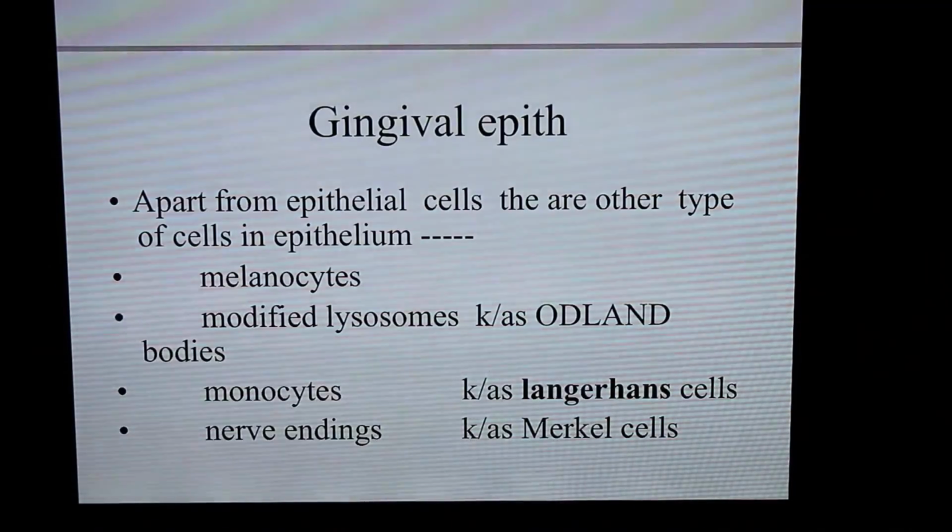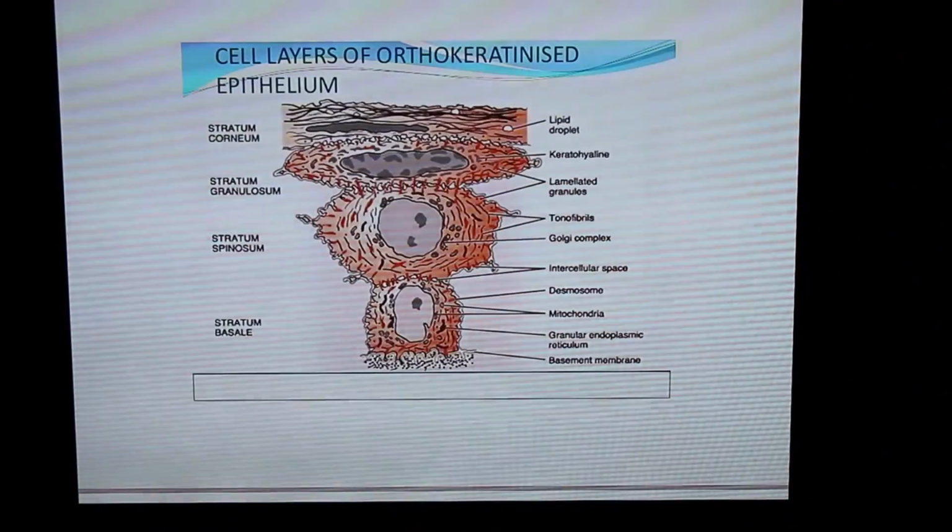Then you have monocytes in the tissue. They are part of the epithelial tissue. They don't come from the connective tissue or the blood. They are known as Langerhans cells, and there are nerve endings in the epithelial tissue which differentiate from the stem cells as Merkel cells. They are nerve endings.